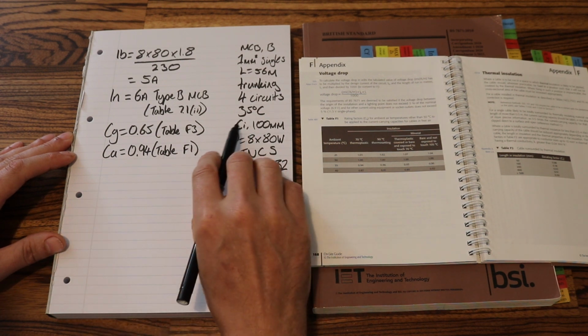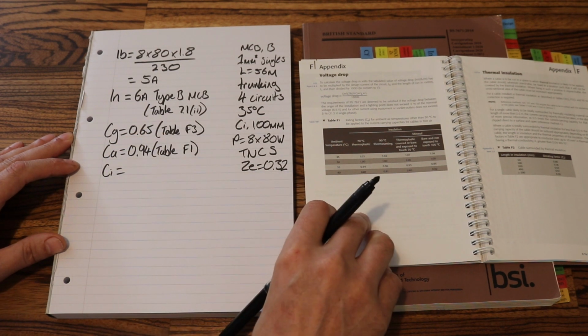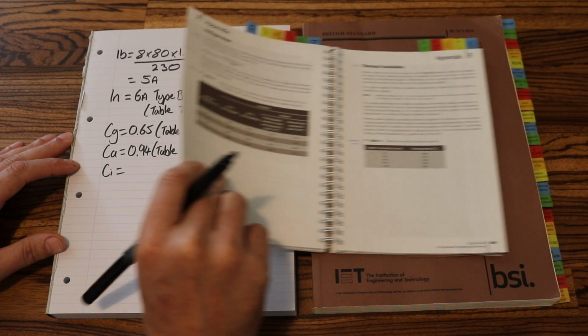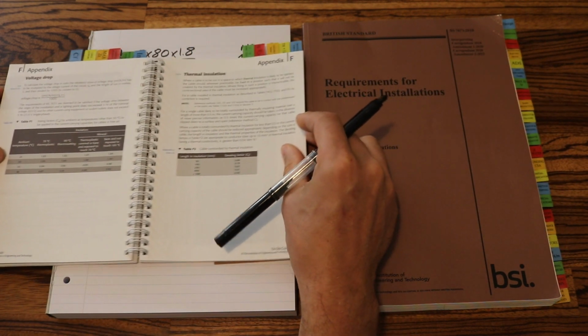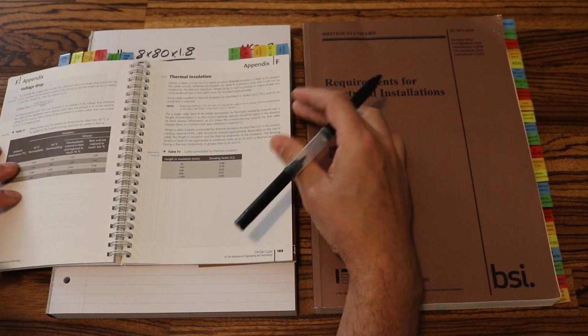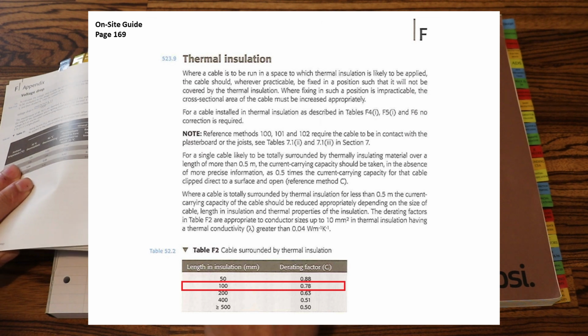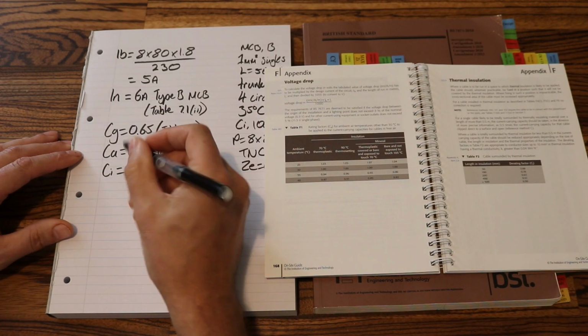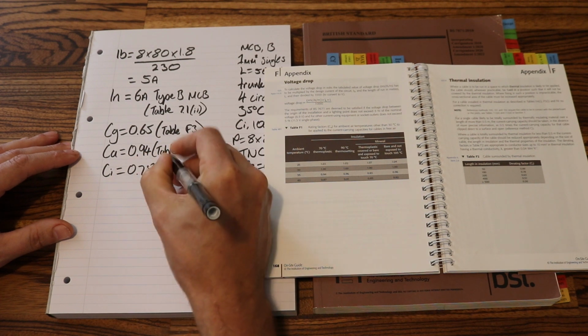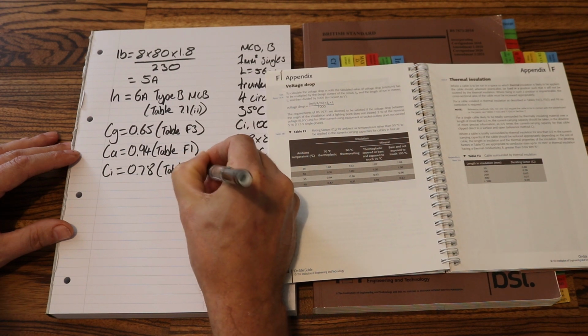And the next C factor we come to in our question was CI. Our cable, our trunking, was completely surrounded by 100 mil of thermal insulation. So that is on page 169 of the on-site guide, this small table here. And the length of insulation, 100 mil. It says our C factor is 0.78. Go ahead and draw that, 0.78. Reference the table, table F2.